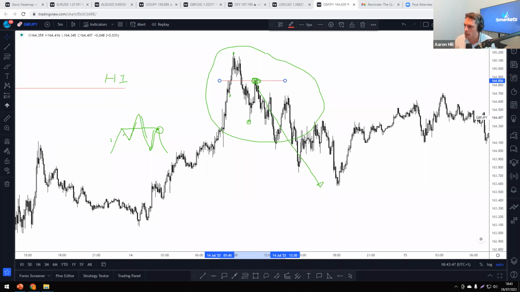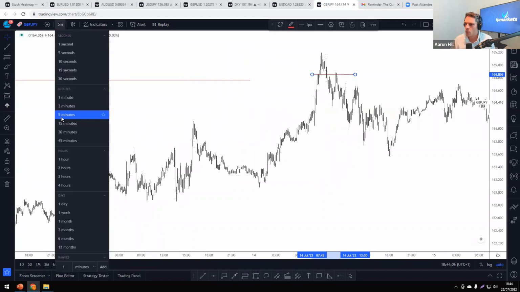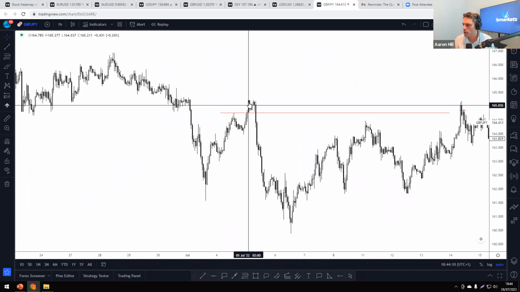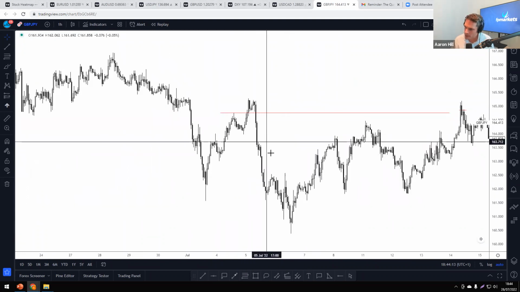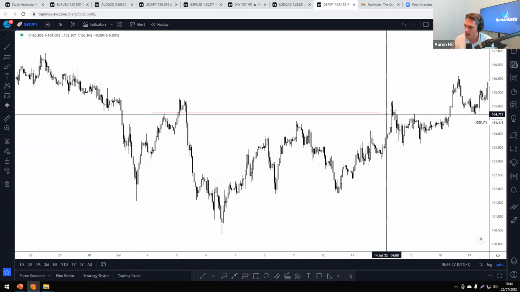Now, I assume you mean from this leg to this leg, legs 4 and 5. There's no hard and fast rule, to be quite fair. But as you can see, let me remove these drawings. If we go back to the H1, we have leg 1, leg 2, leg 3, leg 4, and look how deep the leg 4 drops. So look, they're all valid levels, in my opinion.